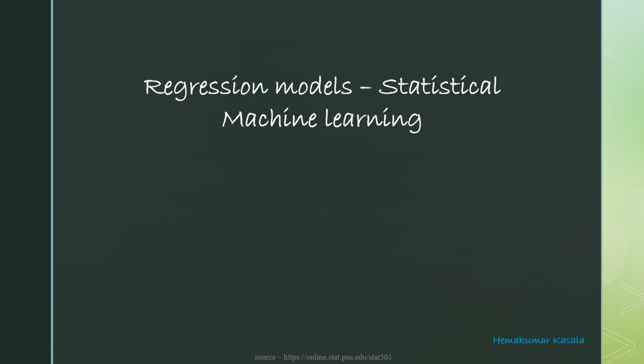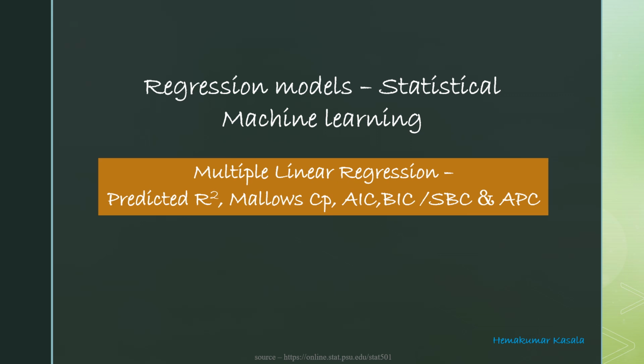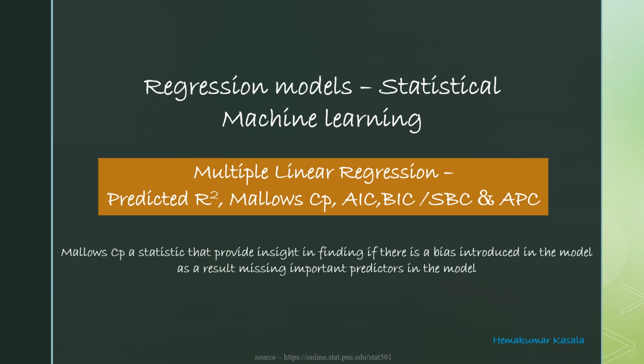I'm Hemakumar Kasala, and as part of this video, we learn additional statistical parameters that help in choosing the correct model among the available list of candidate models. In this part of the video, we learn about predicted R-square and understand its role in addition to R-square and adjusted R-square. We learn about Mallows Cp, a statistic that provides insight in finding if there is a bias introduced in the model as a result of missing important predictors in the model.